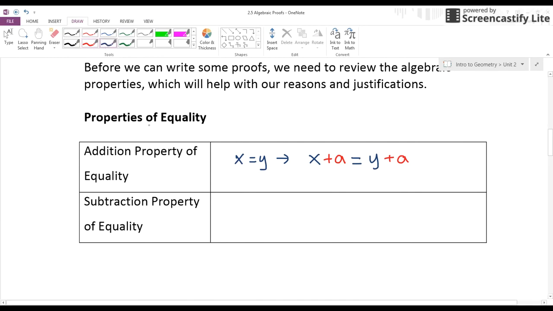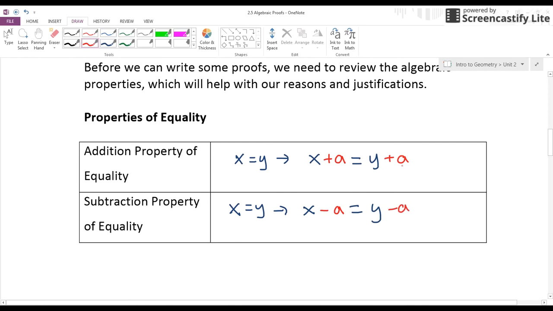Subtraction property of equality, same idea. Again, if you have two numbers that are equal to each other in an equation like this, x equals y, and a real number x and y, if you take x and subtract a number from it, for example, some number a, then to maintain that balance, we need to make sure we take that a away from y as well. So that's your subtraction property of equality.